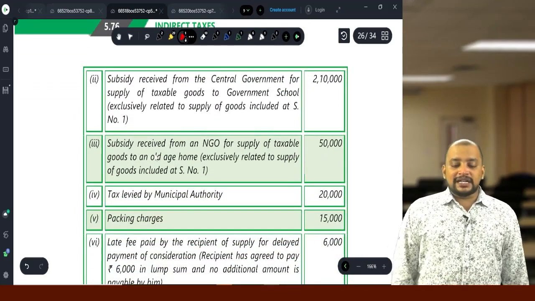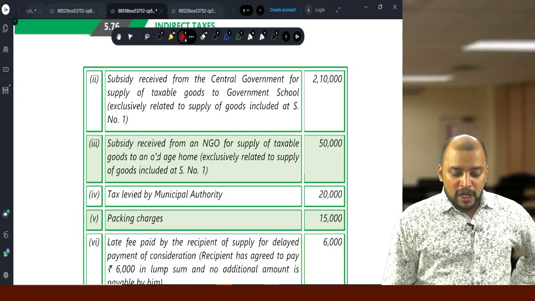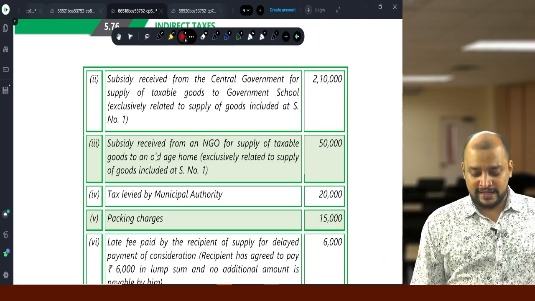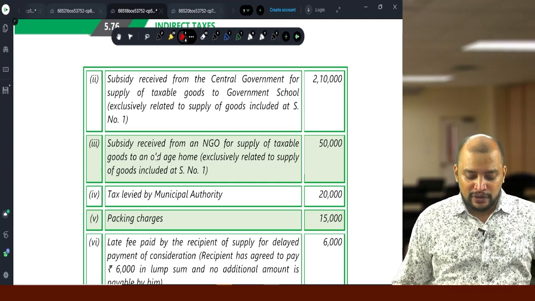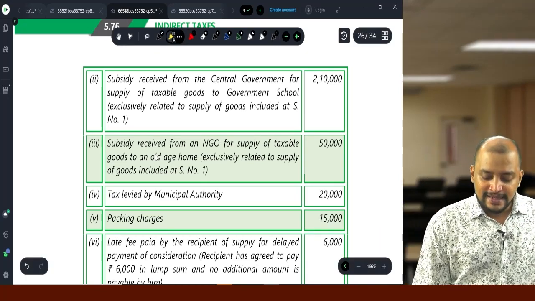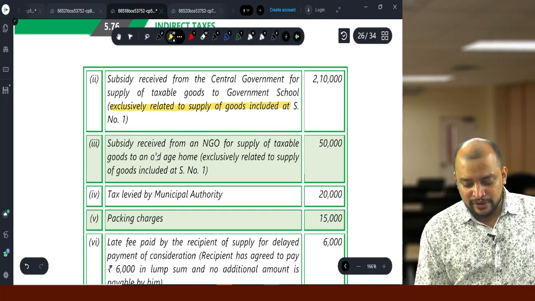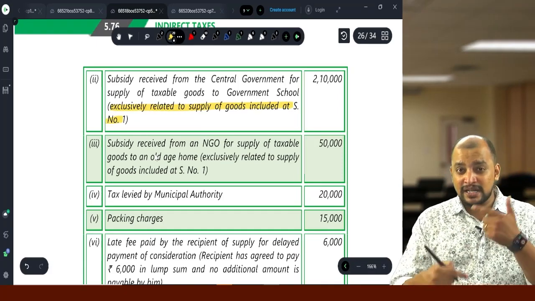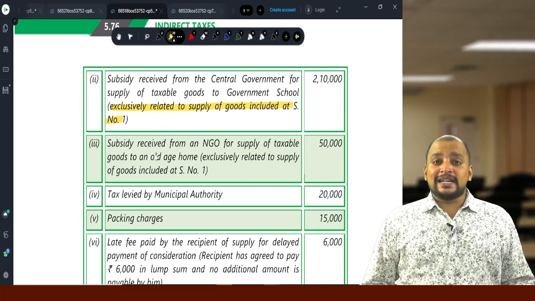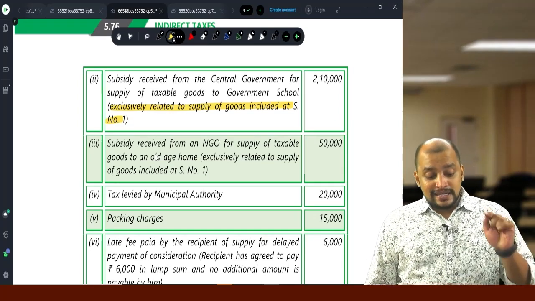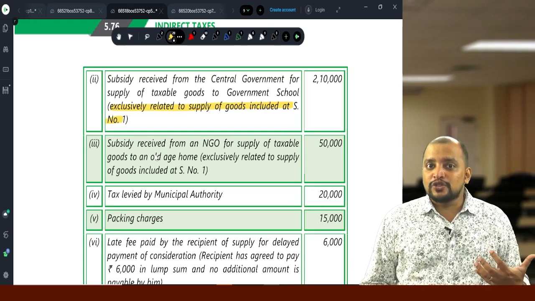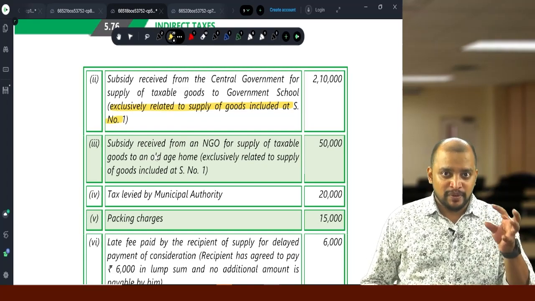Subsidy received from central government for supply of taxable goods to government school. This is exclusively related to supply of goods included in serial number 1, which means it is directly linked to the price. So this is a directly linked to price subsidy, and this subsidy is from central government. As per provision, it is to be excluded.